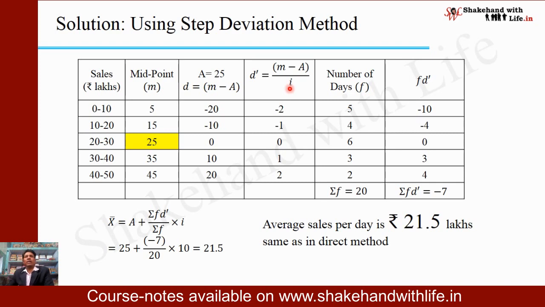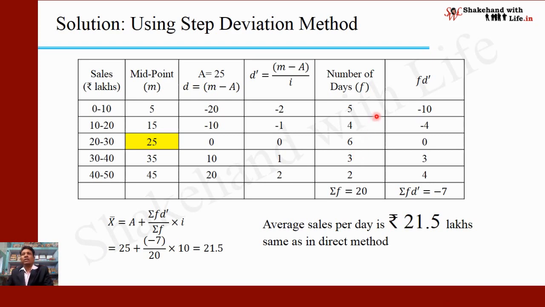M minus A divided by 10. So minus 20 divided by 10 is minus 2. Minus 10 divided by 10 is minus 1. 0, 1, 2, and so on. Now the number of days, f, are given in this column: 5, 4, 6, 3, and 2. These frequencies are already given in the problem.